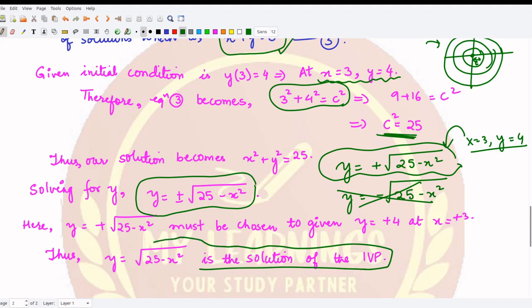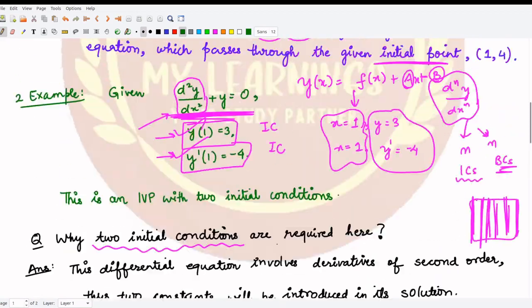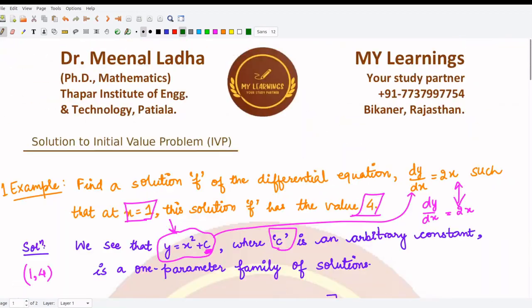So I hope with this video, following various examples, you are clear with the basic idea of solving initial value problems. We will be talking in more detail about how to calculate the solutions to various differential equations once we are done with the basics. In the next video, we'll be discussing the boundary value problem. So that is it for this video. Thank you for watching.